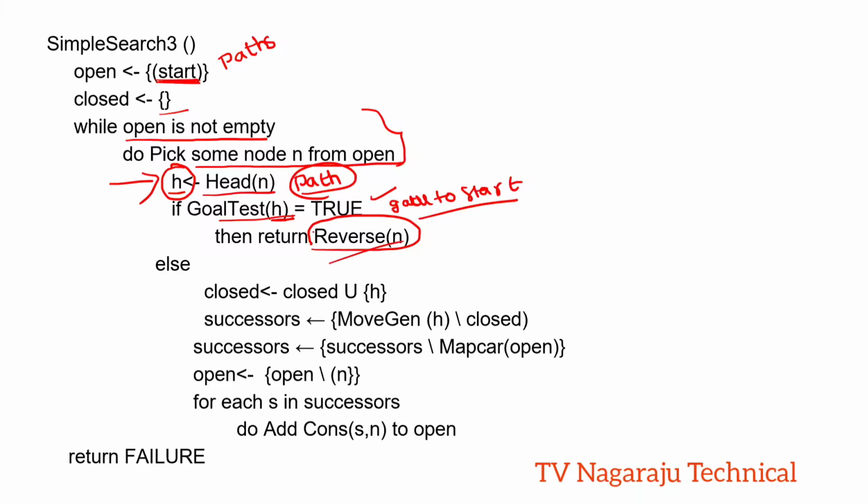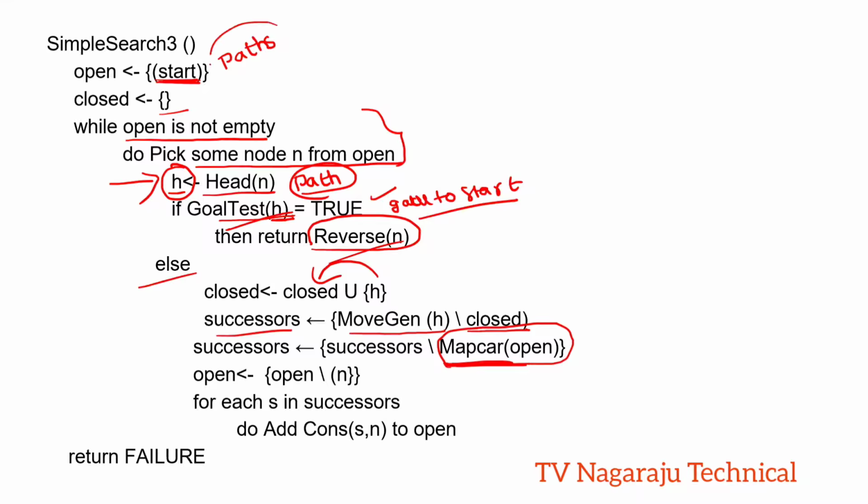Okay? If the answer is true, that is, if the node we explored is the goal node. Otherwise, the same process. Whatever head node we have taken, that is visited, so place it into closed and generate all the successors, excluding the nodes that are in closed, and then remove the nodes that are already in open. Here observe carefully what is the meaning of this.